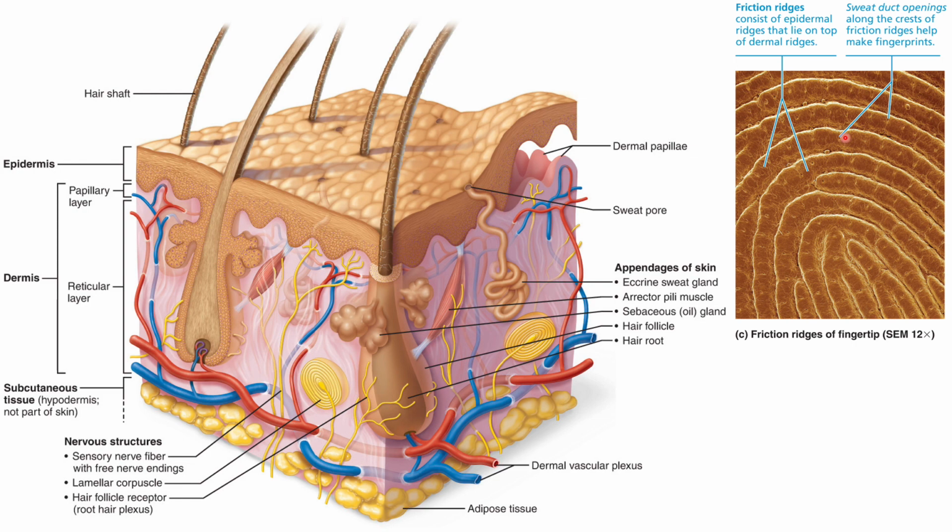These sweat pores opening along the crest of the friction ridge help make fingerprints and make them unique in a way. So I'm back to the reticular layer. Someone might see the pinkness and say, oh, this is muscle. No, it's not muscle. It's another type of connective tissue called the dense irregular connective tissue. Again, dense irregular connective tissue.